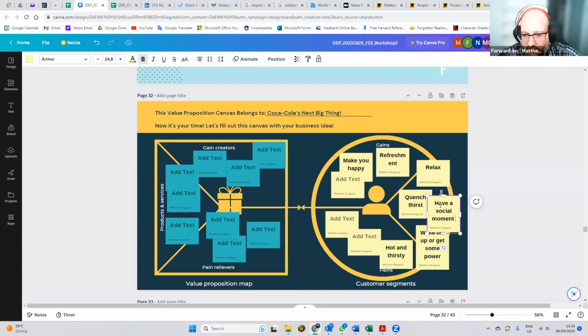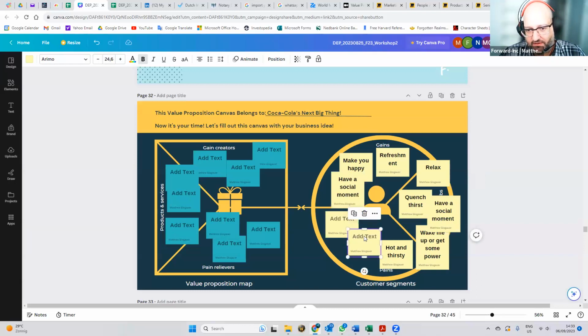I can use it for relaxation. I can use it to create a social moment. Absolutely. So we could put it here as well, because it could be in both. Or you can decide how you want to understand, not decide. You must understand your customer.